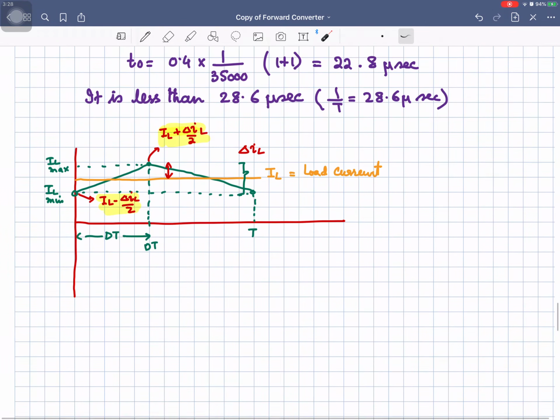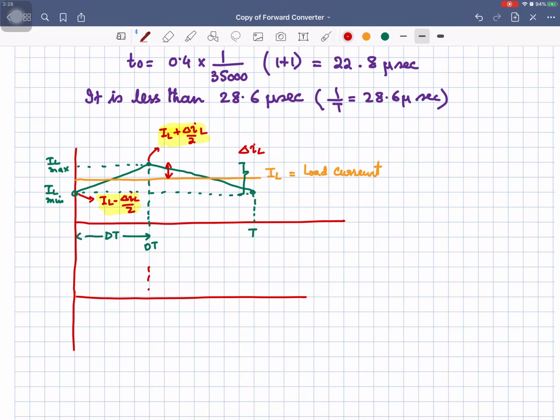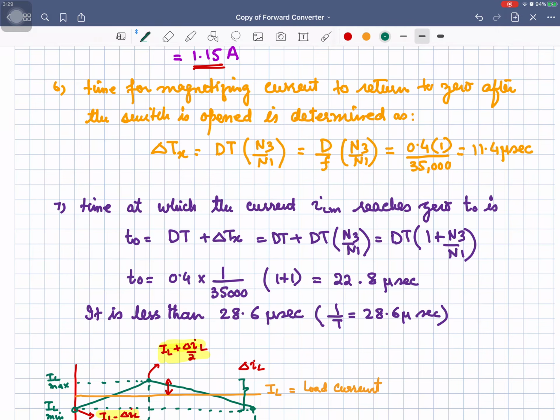So I am going to sketch that current over here. ILM is increasing like that, and then it is decreasing and going to become 0 over here. So this time is T naught, that is equal to dT, and this interval is delta Tx. So T naught is equal to dT plus delta Tx. We have derived the expression in detail, so using those expressions, we can calculate the time T naught, that comes out to be 22.8 microsecond.